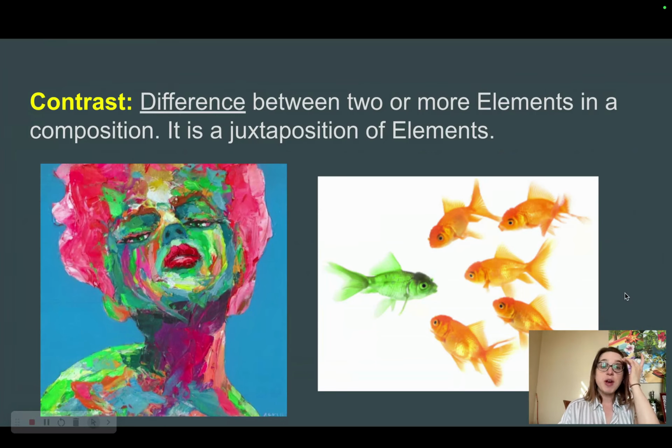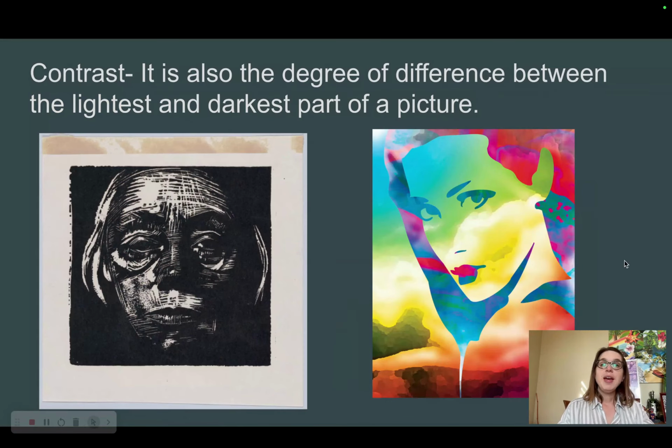Our next word is contrast. This is a difference between two or more elements in a composition. It is a juxtaposition of elements. We are comparing or showing a difference between two elements. Here, there's definitely contrast of color, as well as here. And in drawing and painting, contrast can also be used in terms of light and dark. You can actually adjust the contrast of your photos on your phone.